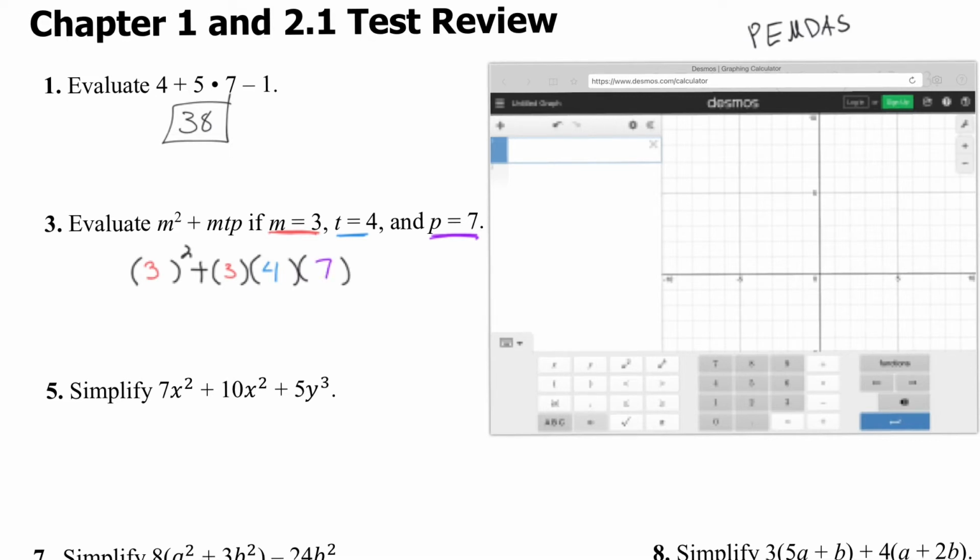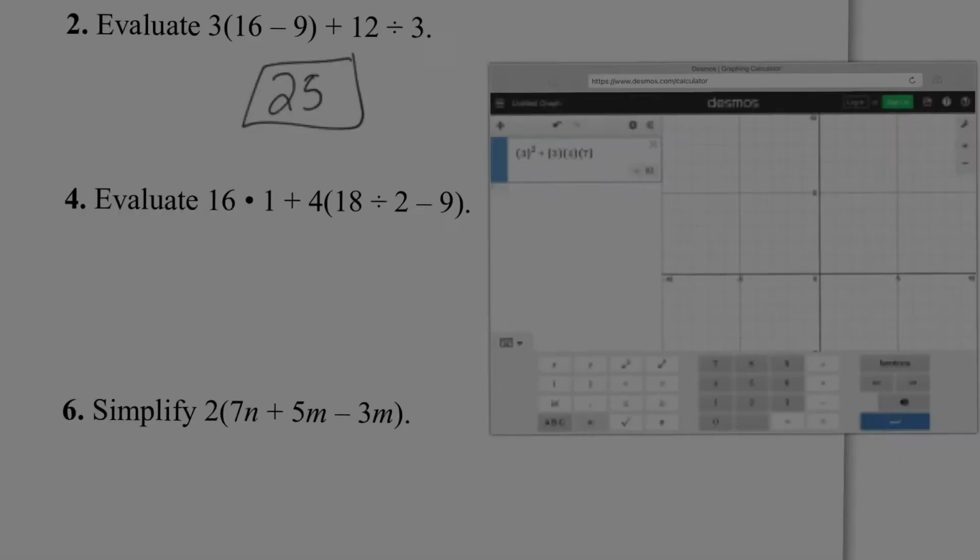Now this, you have to follow the order of operations to simplify, or you guys can use Desmos. And using Desmos, make sure you guys use the exponents and parentheses. So we have parentheses 3 squared, and we have the plus, another parenthesis 3, and another parenthesis 4, and another parenthesis, and we have the times 7. So my answer will be 93 for this one.